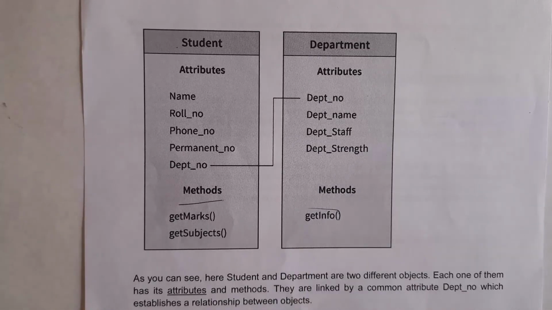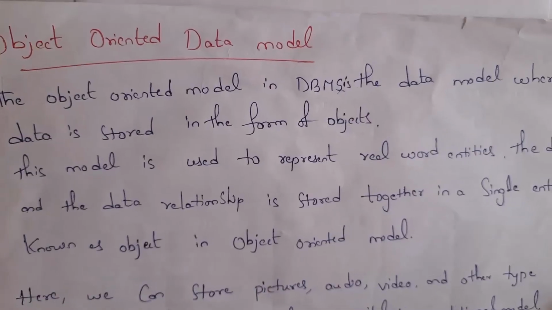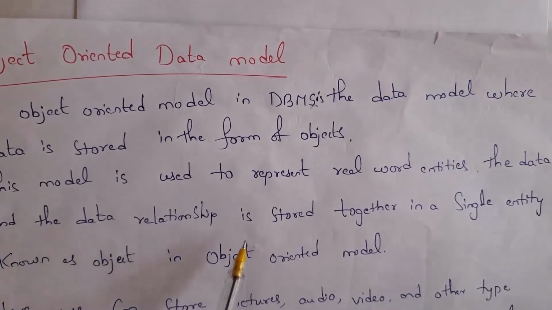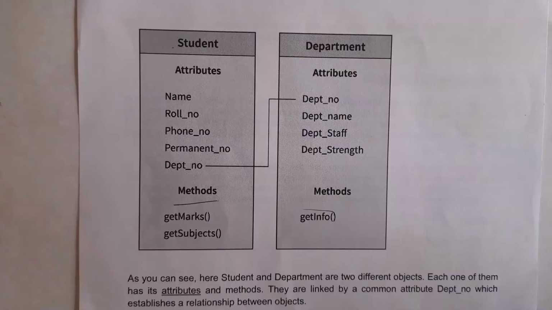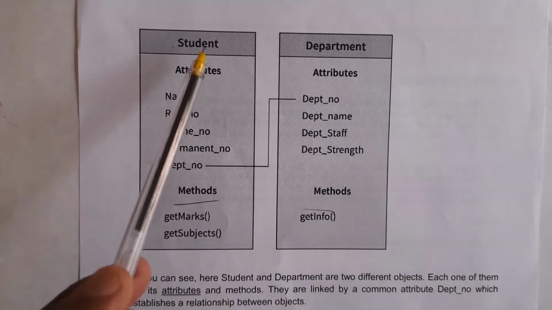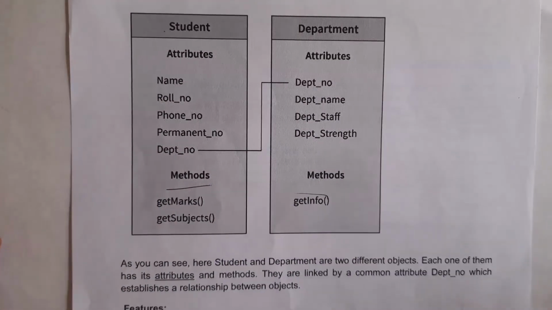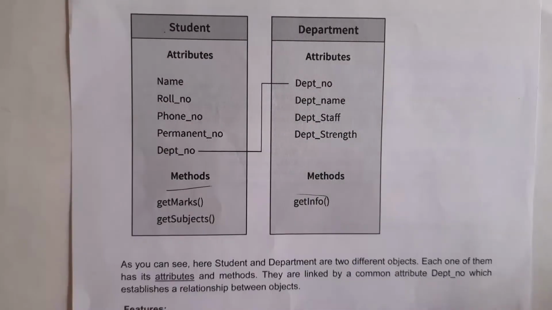So we will use getInfo method. So an object can contain both attributes and methods. Here in the object-oriented data model, data as well as data relationships are stored in a single entity known as an object. Here department number is common for student and department. So we can establish a relationship between student and department. That is nothing but a student will register in a particular department.